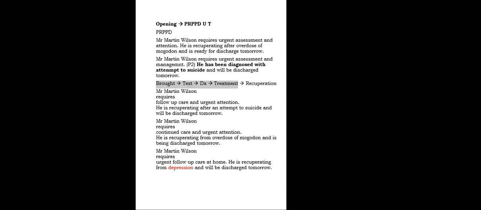Then there is the fifth one. In this one, he was brought, good, tests were conducted successfully, diagnosis done successfully, treatment was also done successfully, and now the patient is recuperating. When the patient is recuperating, where will you send the patient? Will you send the patient home or will you send the patient to another facility? No, we'll send to the home. Yes, that's it. See how connected all these things are.